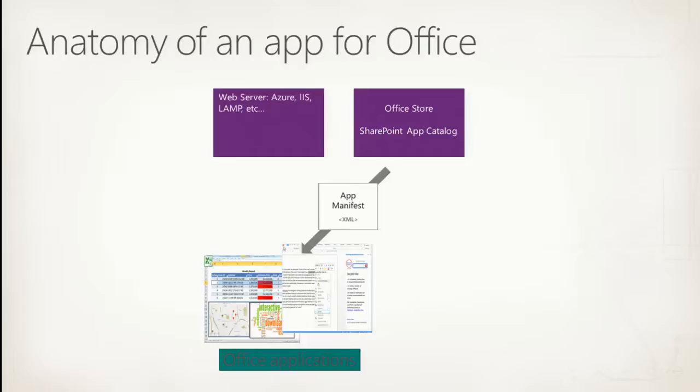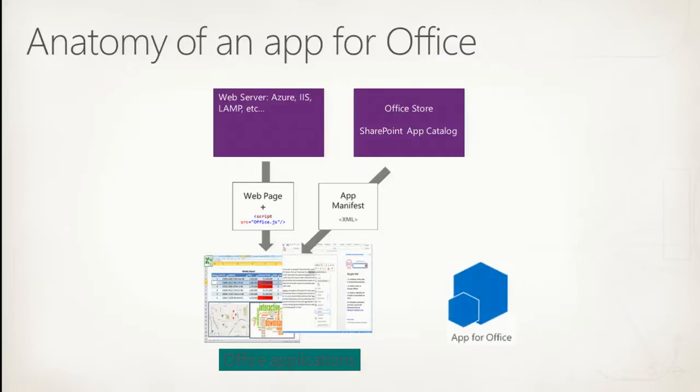One of the pieces of information that the app manifest contains is a URL to a web server. So Excel goes out to that web server and brings back a web page. That web page is hosted in Excel in an embedded IE control, essentially. And that web page can, in turn, interact with the document by using an Office JavaScript object model, or library. And that, together, brings up an app for Office.